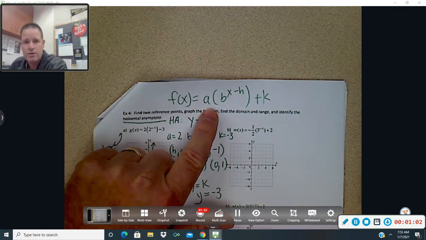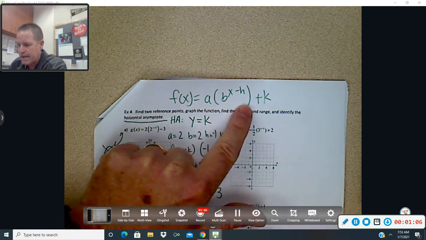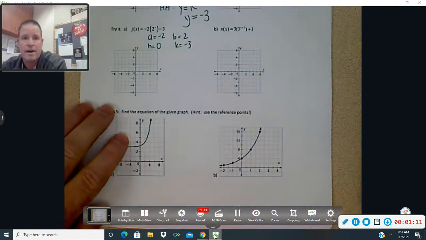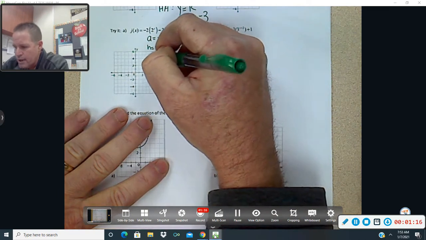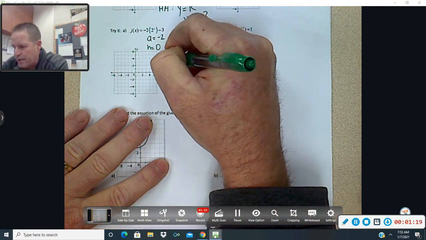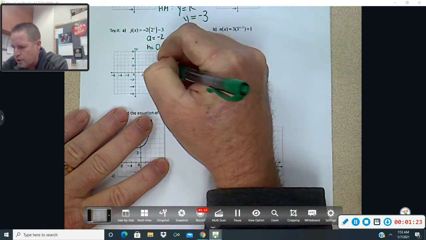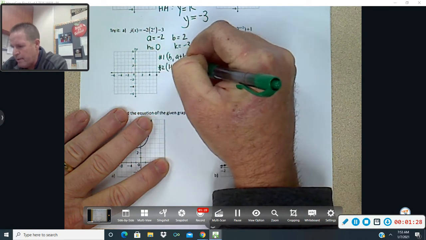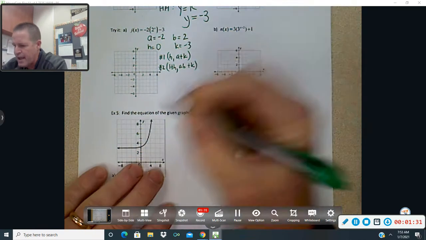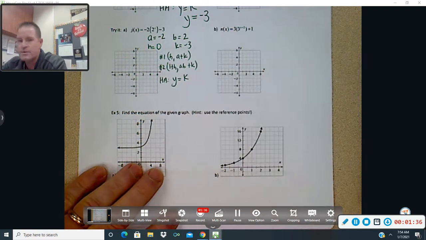If you need to, reference back to what we wrote at the top of this page. This is the second page of your notes, and you've got A times B to the x minus H plus K. That's the format that we pull the A, B, H, and K from. Now we want to write down our two reference points. Point number 1 is found by doing H, comma, A plus K. Point number 2 is found by doing 1 plus H, comma, AB plus K. Then your horizontal asymptote is found by doing Y equals K.